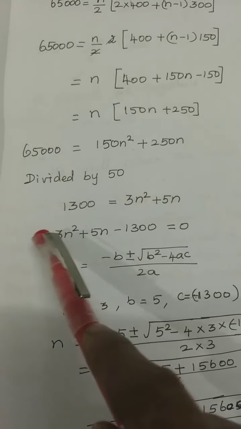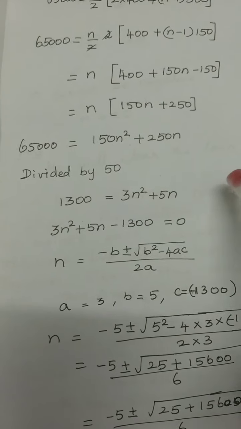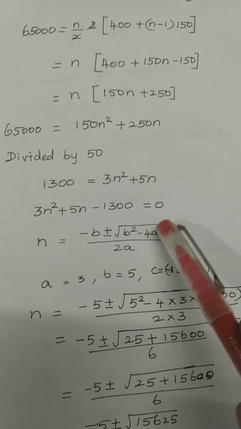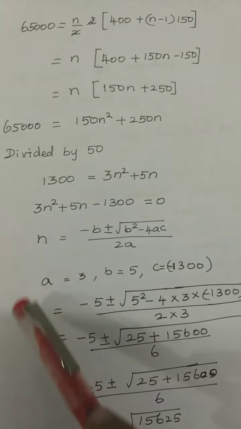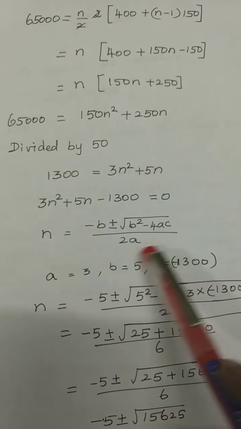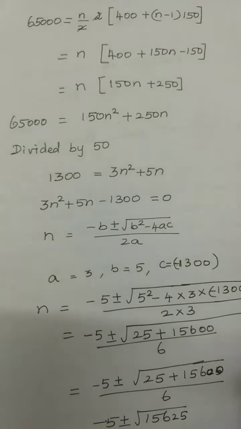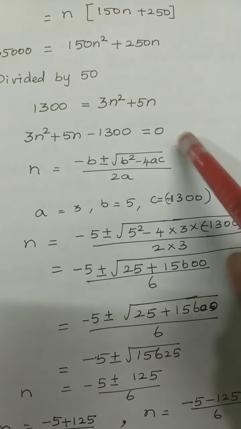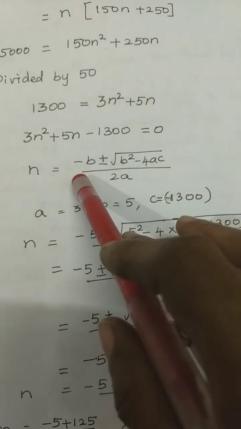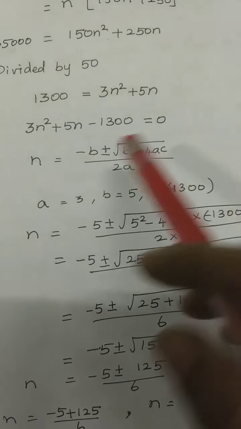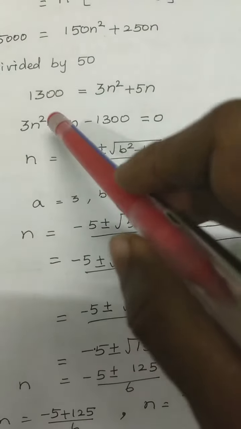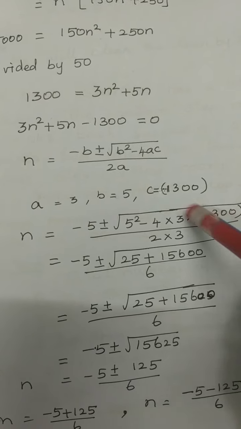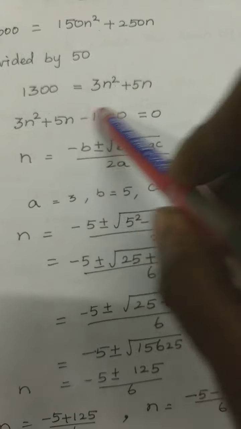We cannot find n by the factorization method. It is a very big number, isn't it? So for such large numbers, we can use the quadratic equation formula to find the n value. n = (−b ± √(b² − 4ac)) / 2a. Here a is 3, b is 5 and c is −1300. We have to substitute these values in this formula.